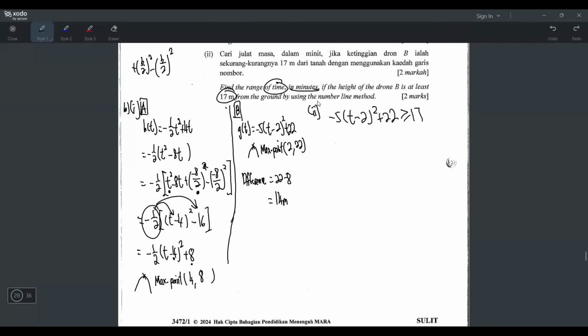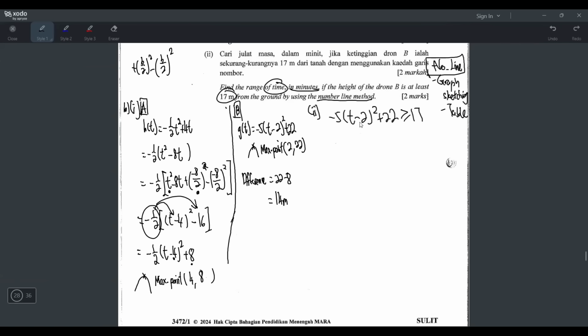Okay, they said by using the number line method. It means this is a quadratic inequality. Because when you do quadratic inequality, there are 3 methods. You have the number line method, and you also have the graph sketching method, and then you have another method called the table method, right? But this question they said they want to use the number line method, so okay, later I use the number line method.